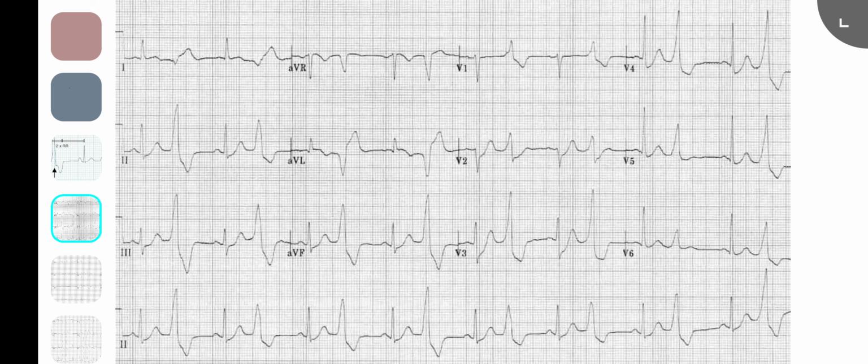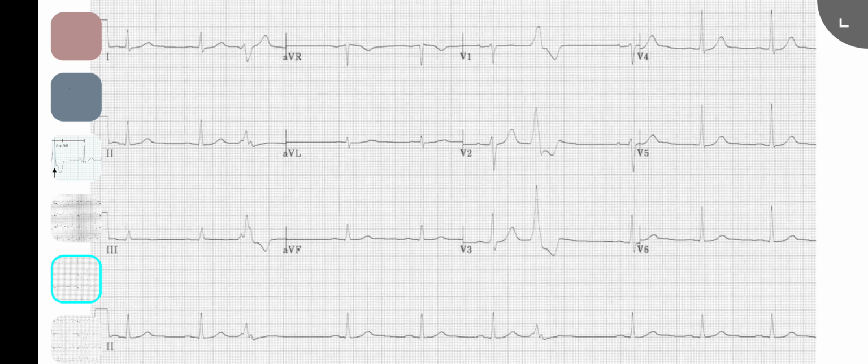Okay, the next thing is the patterns. Here you can see bigeminy, trigeminy, quadrigeminy, couplets, triplets. We're going to talk about that. So here you can see a normal beat with a PVC, normal beat with a PVC, one normal ventricular contraction and one PVC. This is bigeminy. Trigeminy means that there are two normal ventricular contractions and then a PVC. Quadrigeminy means there are three normal ventricular contractions with a PVC. That's called quadrigeminy.